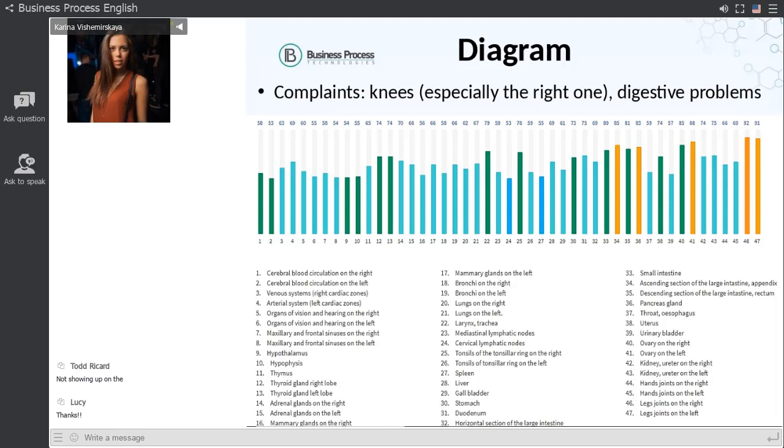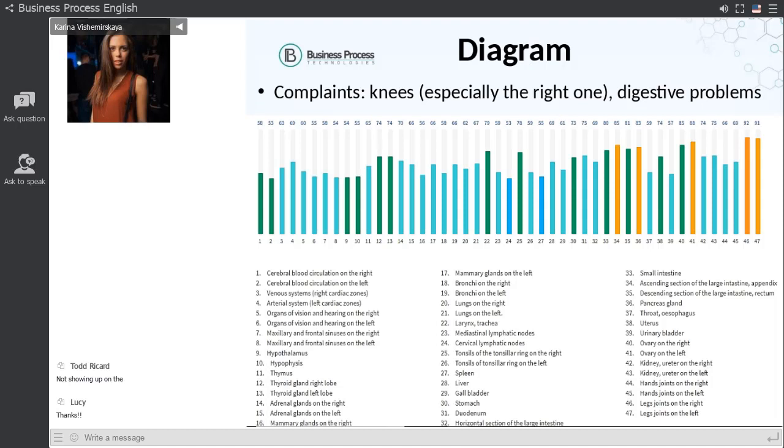Let's see the complaints of the person. The person has problems with knees, especially the right one, and digestive problems. These are all the symptoms that the person has. All these blue colors that are light blue, they look like blue on this picture, but they are turquoise, so they are very close to green. It means that there is just a small pathological process in the body. This color may go to a dark blue or may not, because this is almost normal.